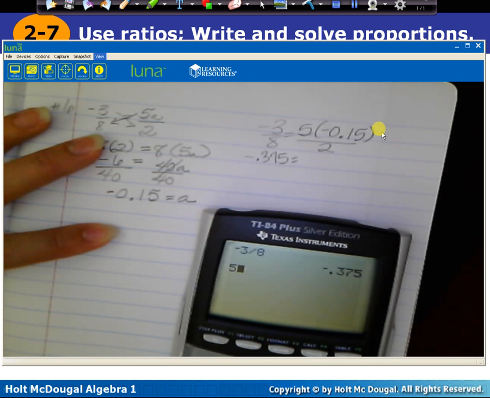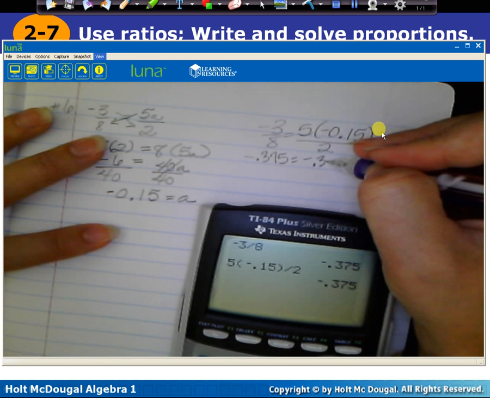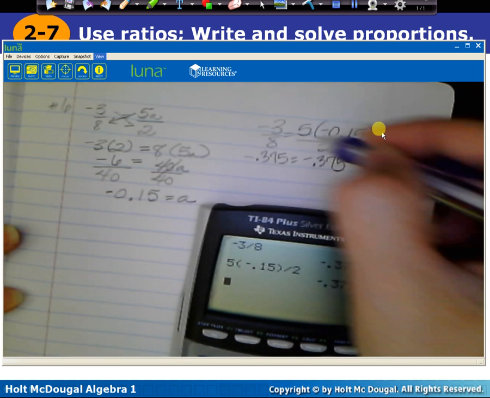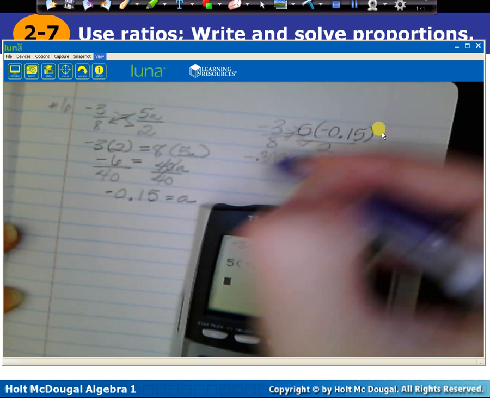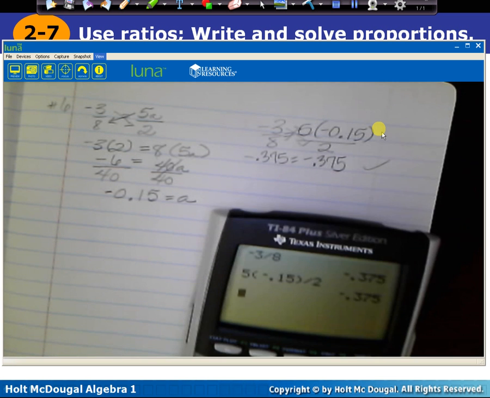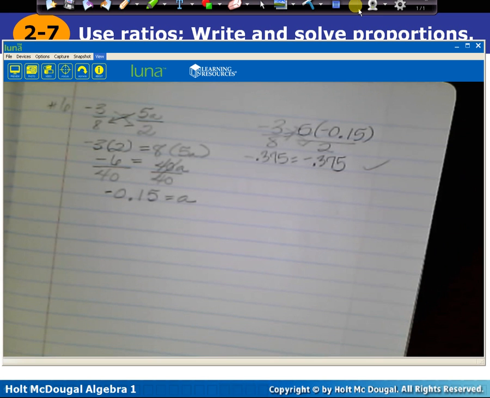Let's say 5, open parentheses, negative 0.15, close parentheses, and we can go ahead and divide that by 2. And that gives me negative 0.375. So it checks out. You can also do the cross multiplication thing if you need it to come out to be nice, pretty little numbers. If you do that, it should have come out to be negative 6 equals negative 6. Make sure you have that work and the check written down before you move on.